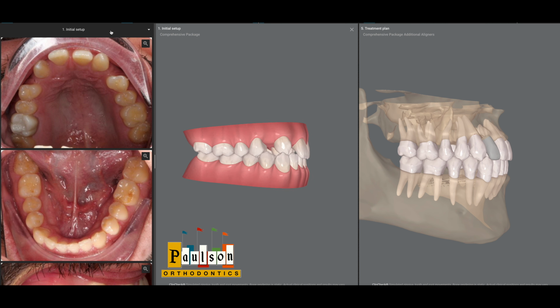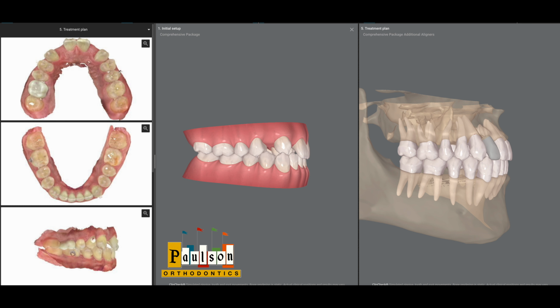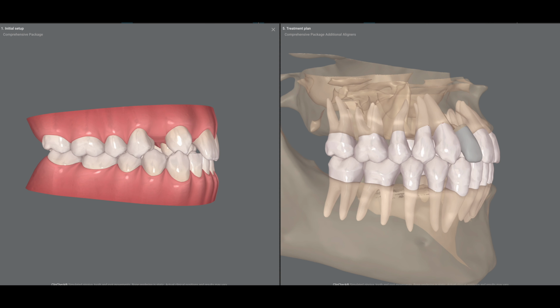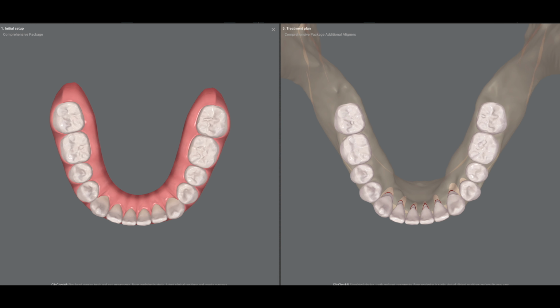Here you can see I'm moving back and forth between the initial setup photos and the current treatment plan, where we already have some space for the laterals. It's real important that we get the root space made correctly so we can get the implant, of course, put in there, and it will have enough room, and then the implant crown on the implant.